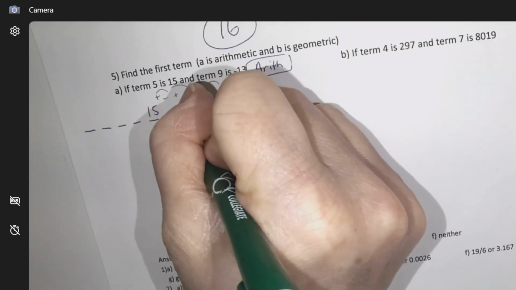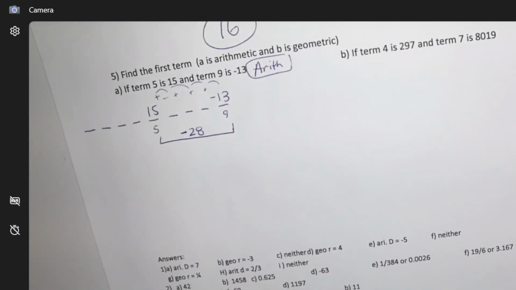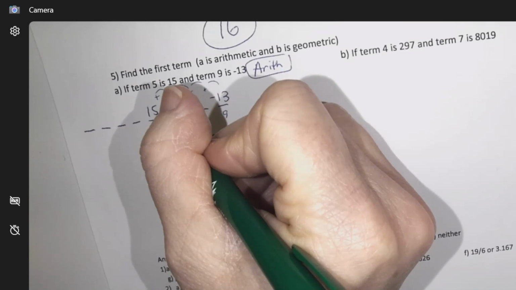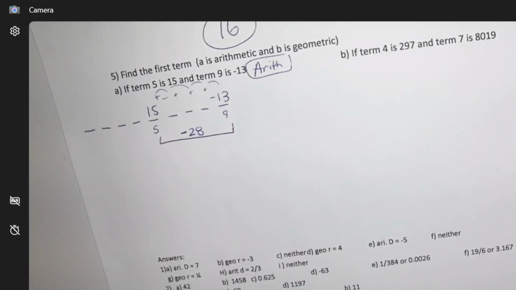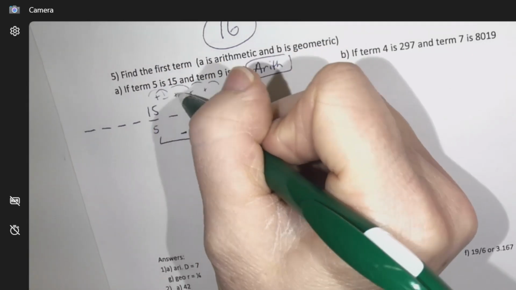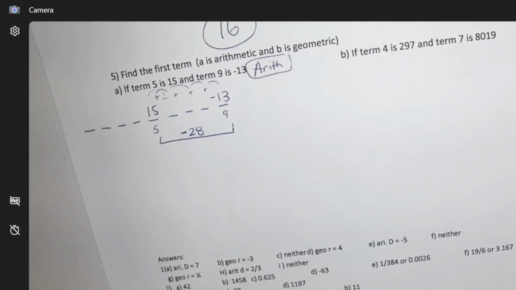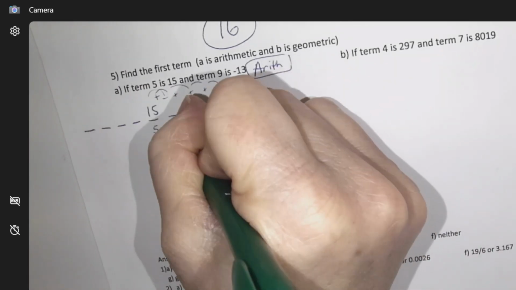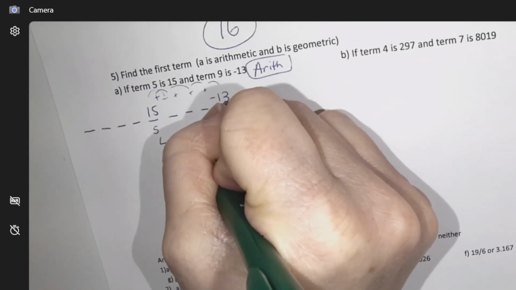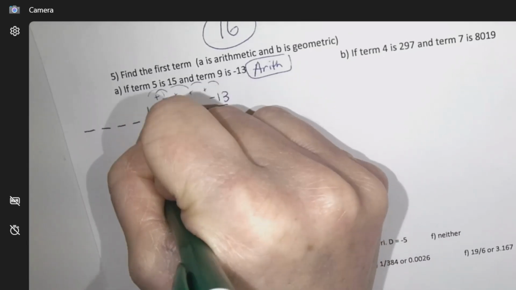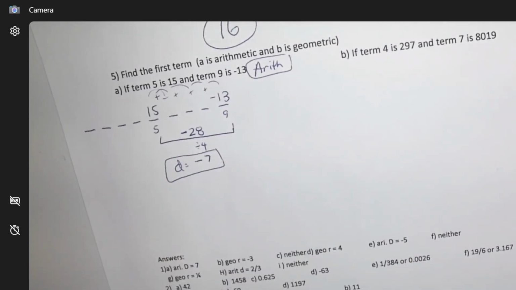You went down 28. So what would you have done on each little jump? You jumped 4 jumps. So each jump is going to be -7. Okay, so that's called the difference. You're going to go down 7, down 7, down 7.